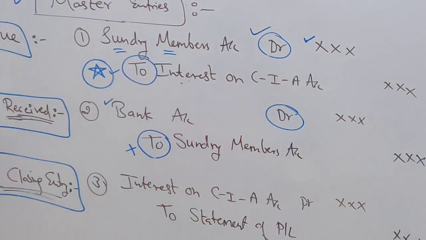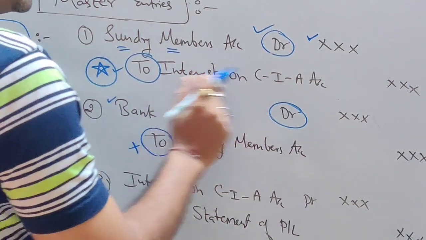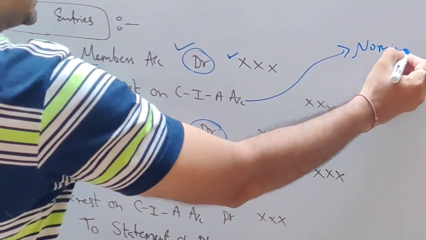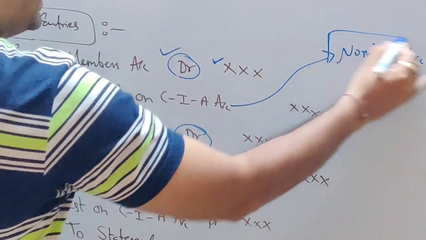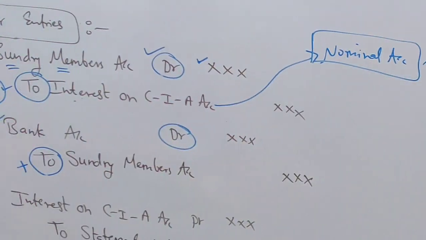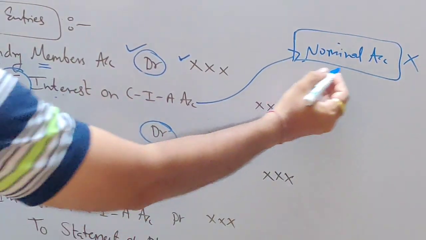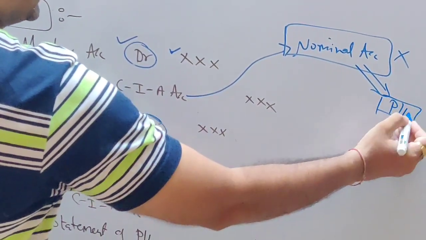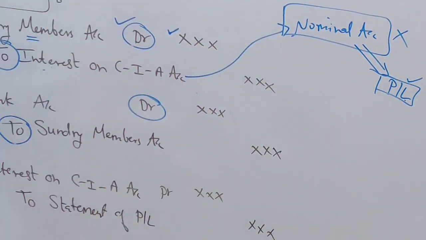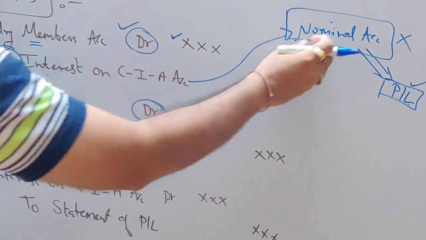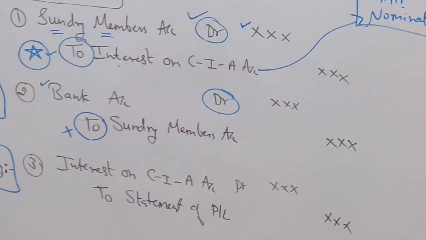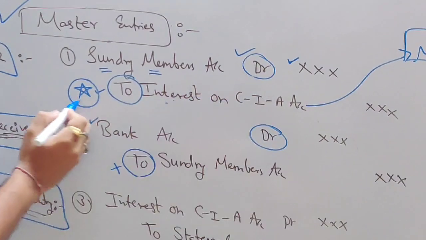Why do we need to close this, students? Because this is your nominal account. And what we do at the end of the year, we close our nominal accounts and transfer all our nominal accounts to P&L. At the end of the year, we make the final accounts, and there we show all the nominal accounts. So you have to close this interest on calls in arrear account.